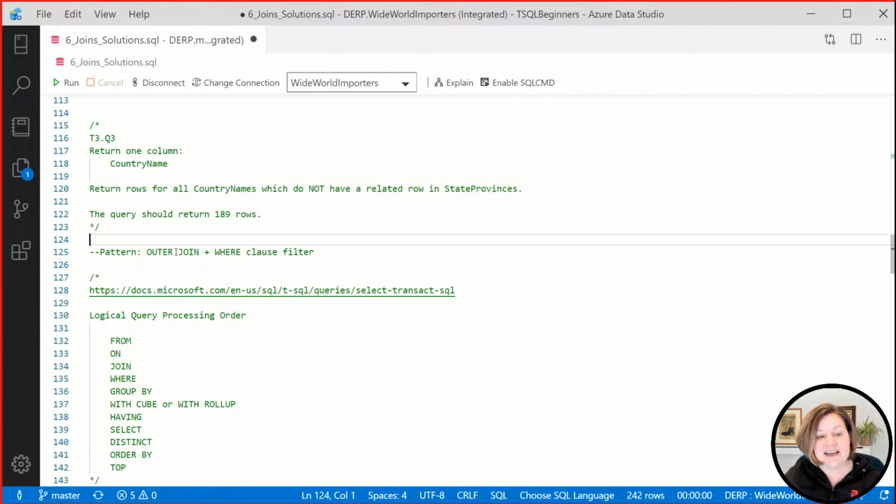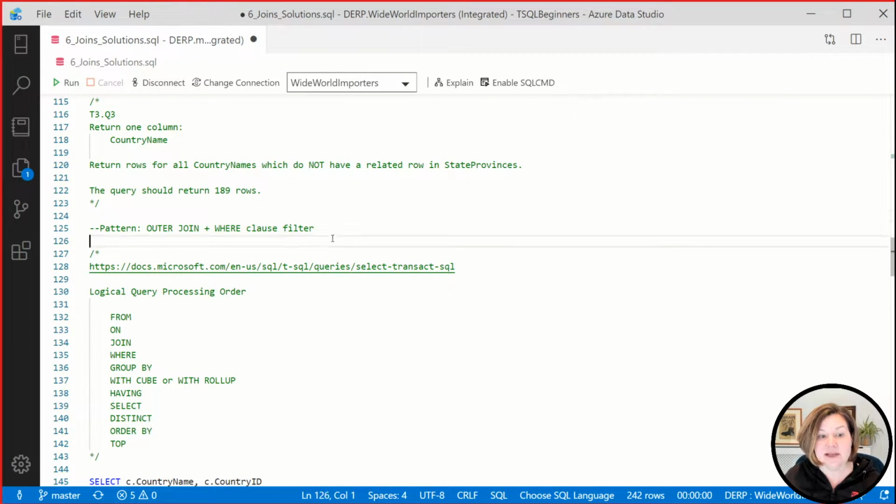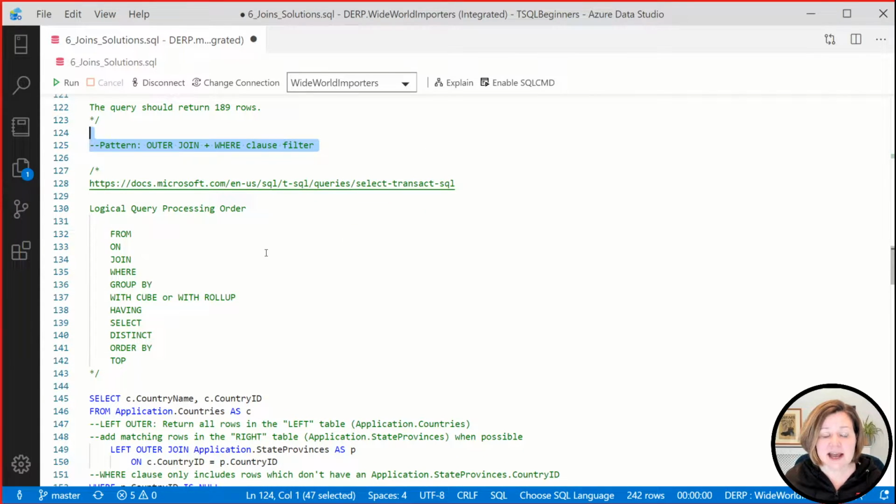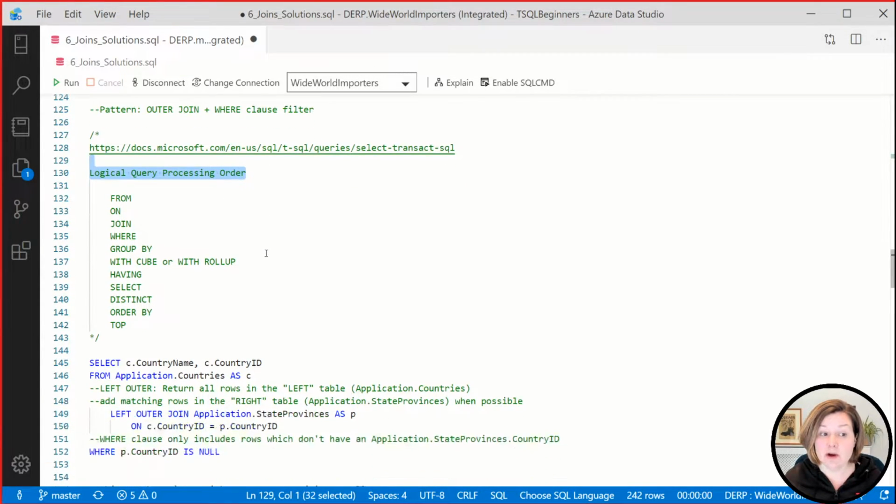So this is a common pattern that you'll see, and you'll use this a lot in writing TSQL. I want everything in this that doesn't have a matching row in that. That pattern actually comes up quite a bit. There are a couple different ways you could write this, but the most common way, and I think the most straightforward way, is the use of an outer join with a where clause filter added on.